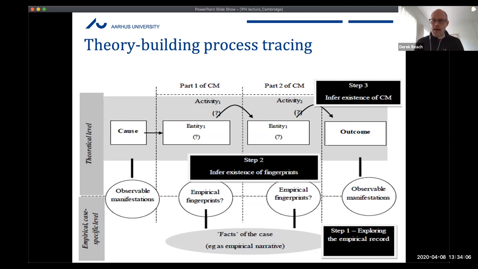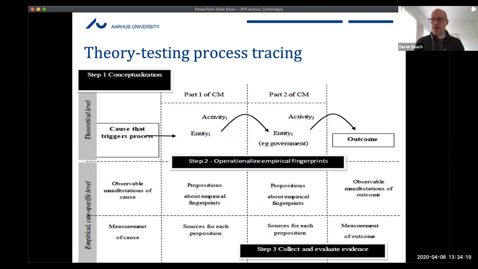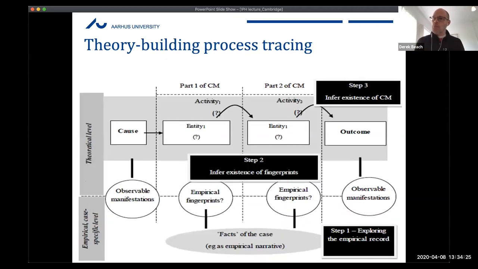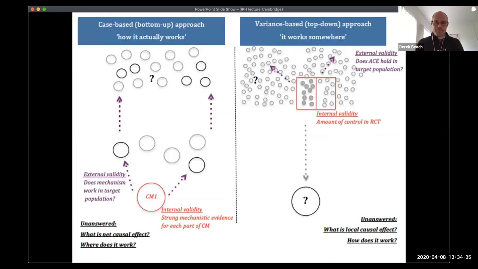Of course, in reality, real research is going to be more of what we call abduction. It would be a back and forth. We might start with theory testing. We figure out, no, it didn't actually work exactly that way. And then we ask, okay, what does the empirics tell us actually did take place in this case? So in reality, process tracing is often an iterative back and forth.